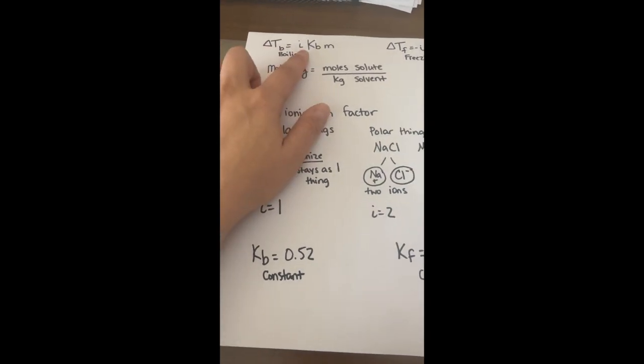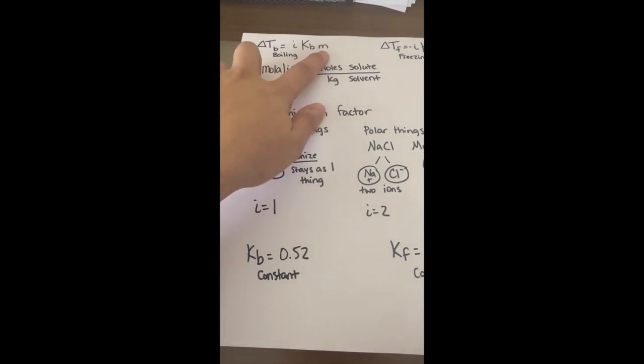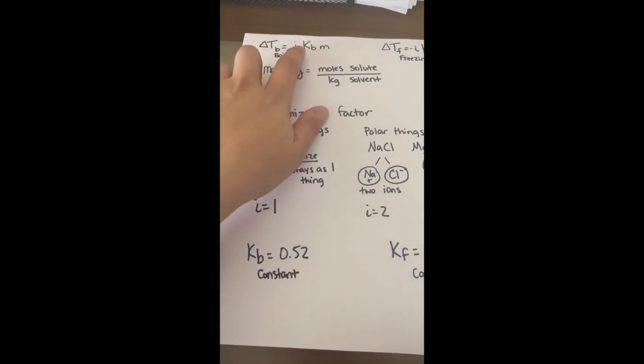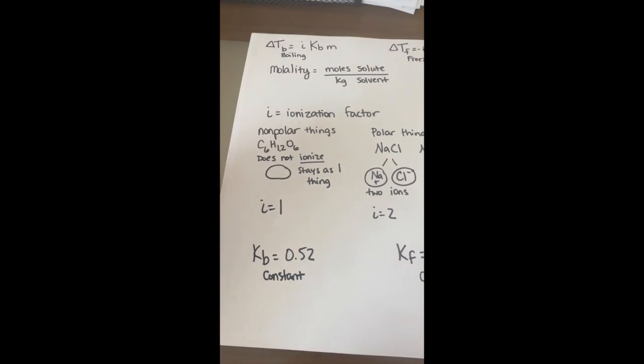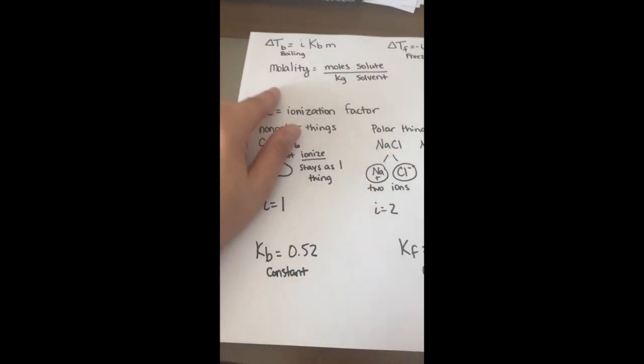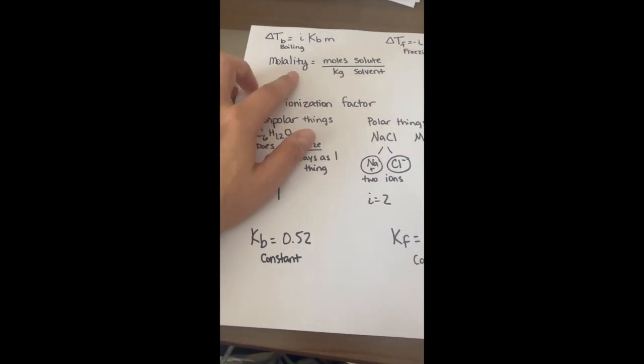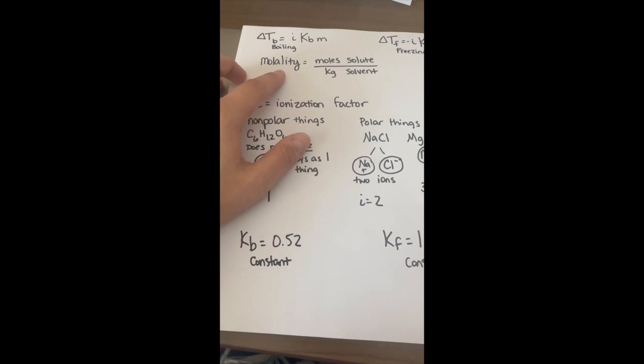Now we've got these variables here: i, Kb, and m. We want to look at what each of these means and understand where we find them in our problem. So m does not stand for moles. It stands for this new measure that we're going to learn about called molality. You don't need to be scared of this. We already know how to figure out all the pieces.